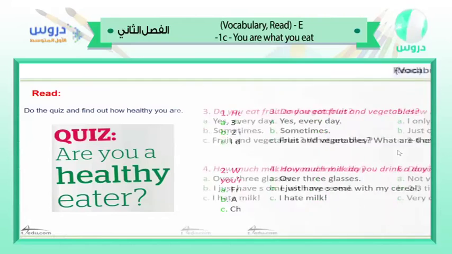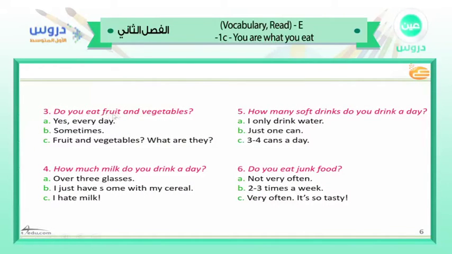Very nice. Number 3, do you eat fruit and vegetables? What about you? A, yes, every day. B, sometimes. C, fruit and vegetables, what are they? We know what fruit and vegetables mean, but C means I don't eat them at all. I don't know what they are, so it means I don't eat them. So what do you think? Yes, sometimes I don't eat them. What do you think?